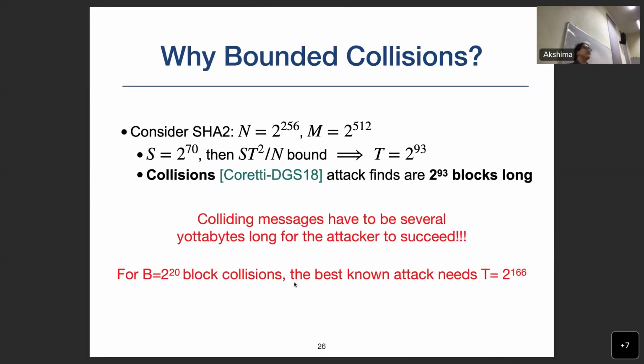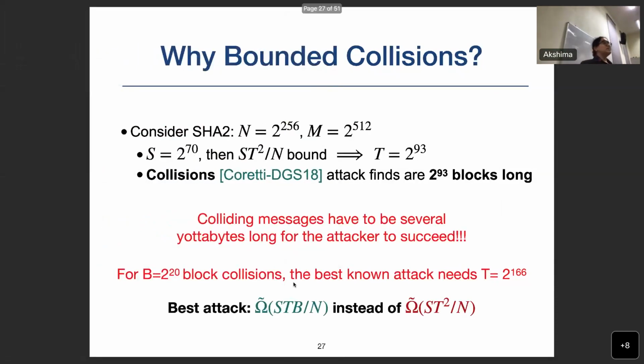So say you want to restrict that in my application, I allow only collisions that are b equals 2 to the 20 blocks long. Then the best attack we could find, in the first prior paper, required 2 to the 166 computations or queries. It required that many queries. So compare that to 2 to the 93. Merkle-Damgard, like, their attack is way too pessimistic. And for the best attack we could find, the advantage is STB over N instead of ST square over N. So maybe you can still save the Merkle-Damgard construction if you can ensure that SB is not big enough.